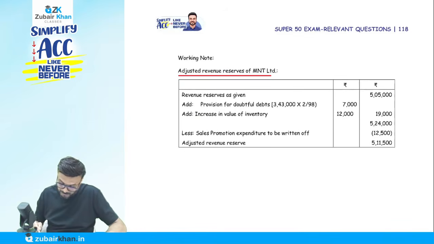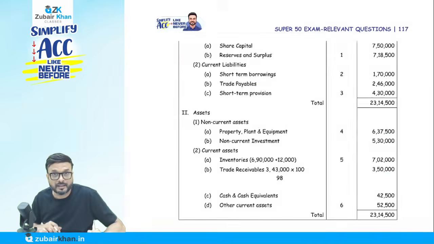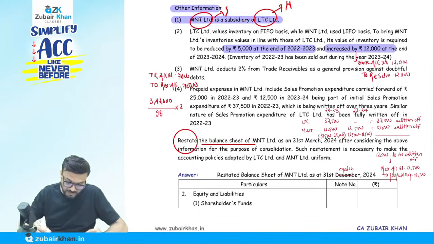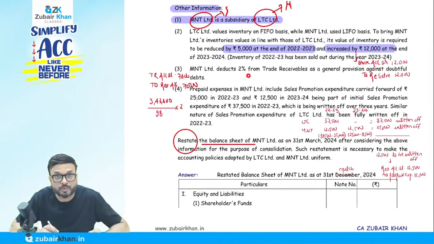Second effect, they increase the profit by 12,000. Okay. Then here they say M&T Limited deduct 2% from trade receivable. It means the subsidiary company deducts 2% from trade receivable as a general provision against doubtful debt, but the holding company is not doing that. So we should also not do that for the purpose of holding.